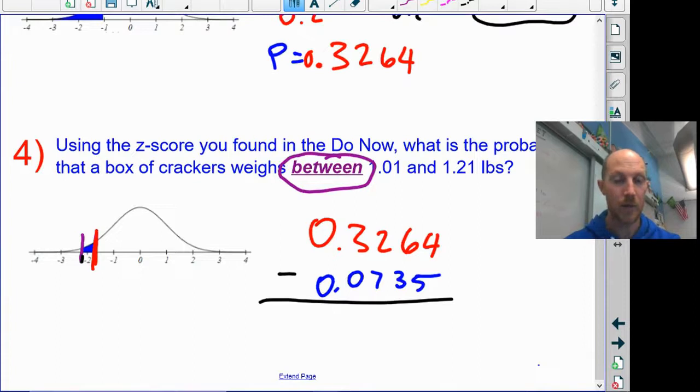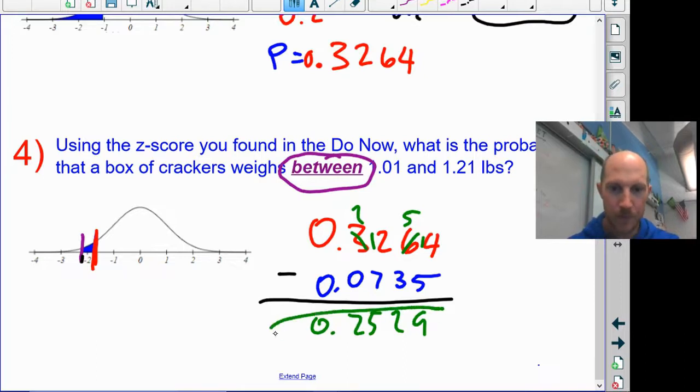Now, if I subtract these, it's going to give me the probability that's left between those two outcomes. So this is 0.2529, which is going to be 25.29%, just for this little section there in green.